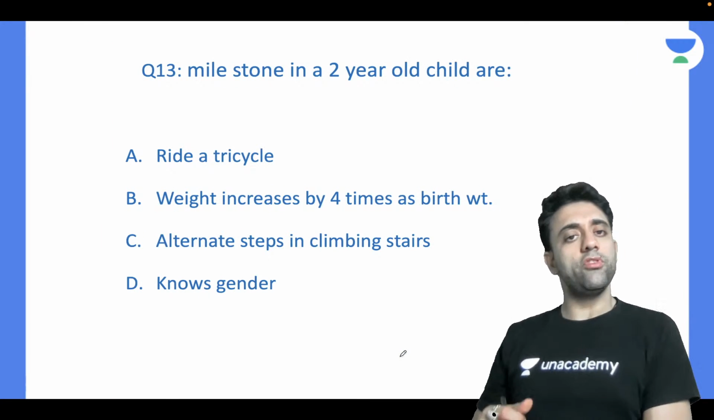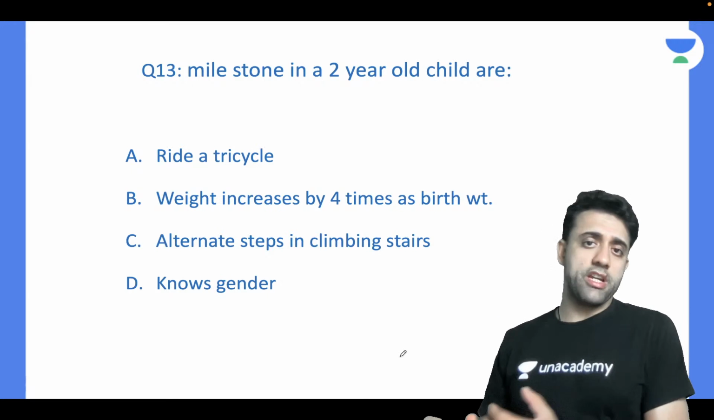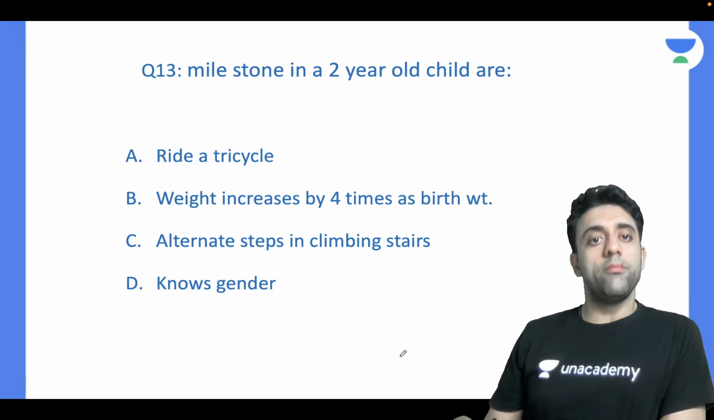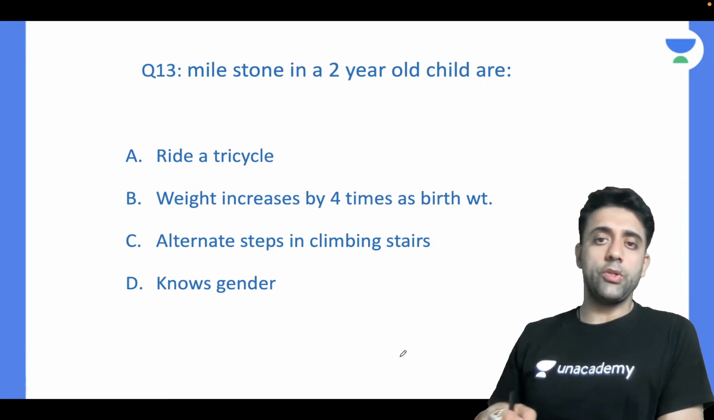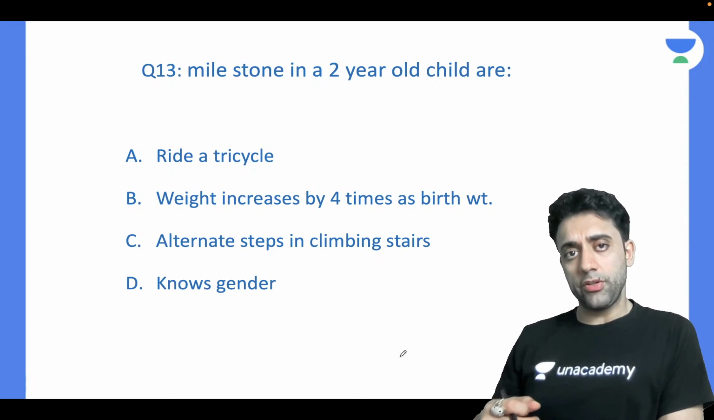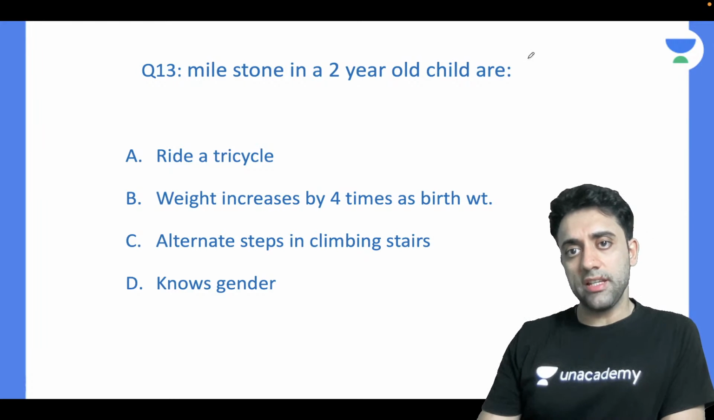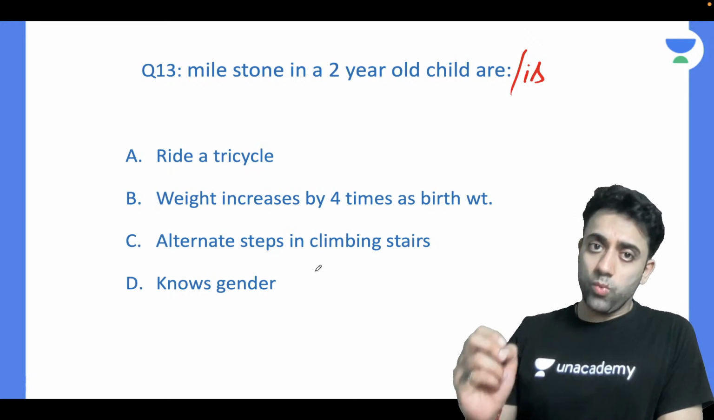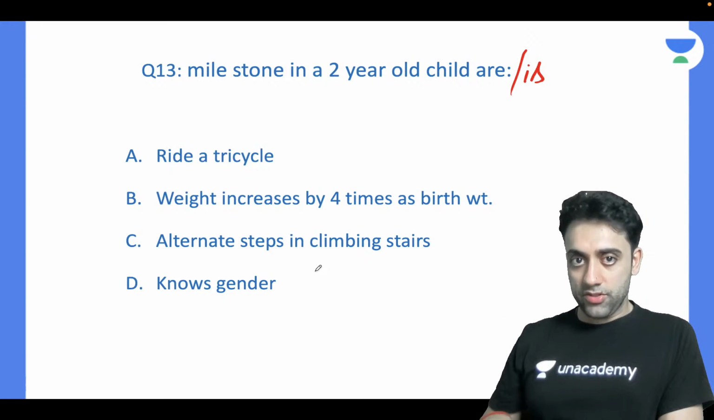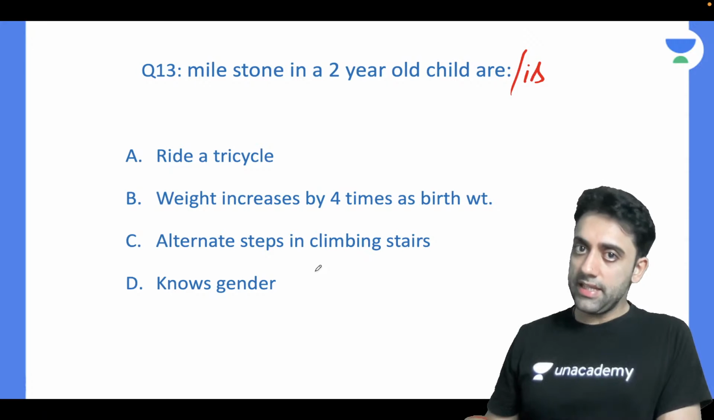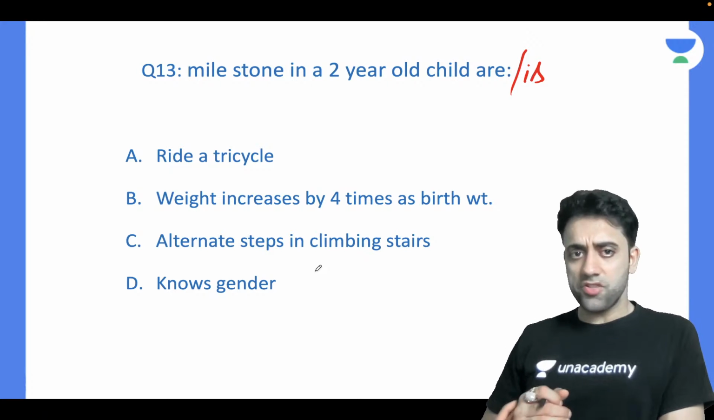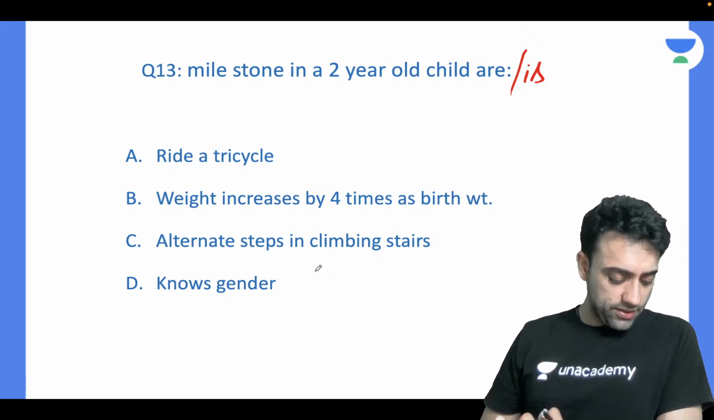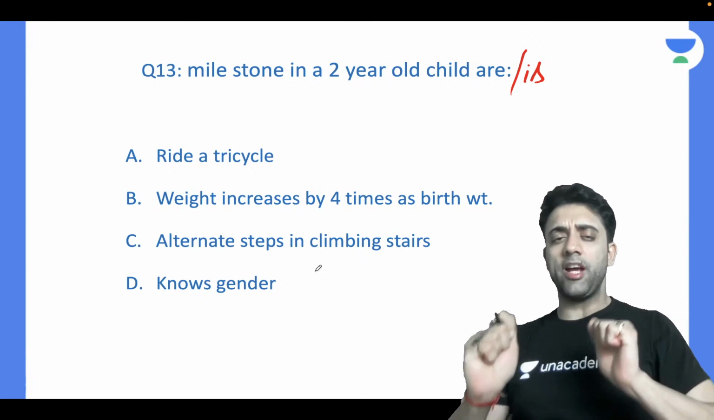Okay, let's start the topic of these last moment questions, which are important and meaningful. Please read the question. Milestone in a 2-year-old child is or are. Even a single answer can be correct or multiple answers can be correct. What do you think, anyone? Ride a tricycle, weight increases by 4 times the birth weight. What do you think? A, B, C, D?